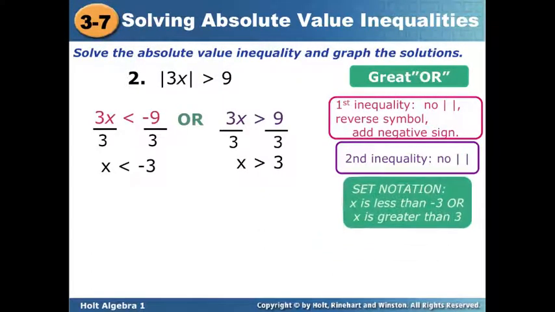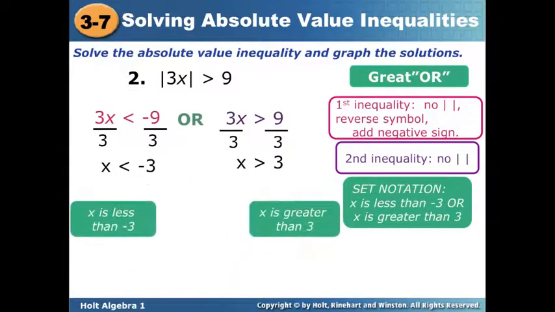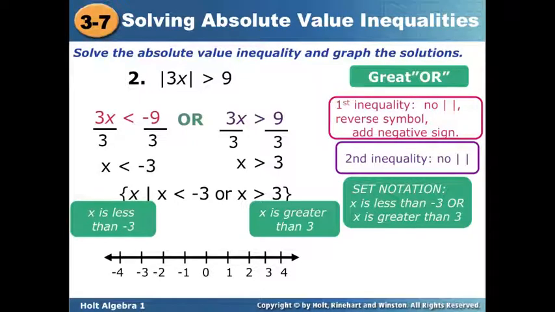The set of all x's such that, we're going to put the smaller value first. So x is less than negative 3, or x is greater than positive 3. You will use the word OR in the set notation. Now make your number line. We will have an open circle on both the negative 3 and the positive 3.